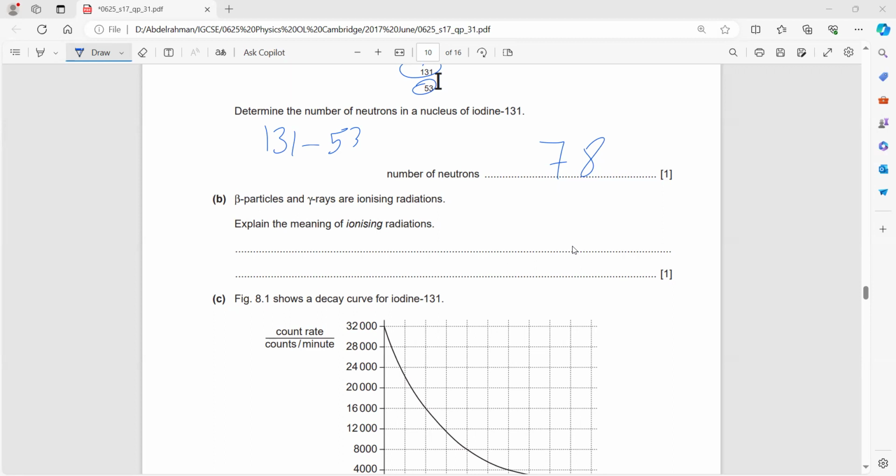Yes, it's the ability to remove electrons. That's why the alpha is the strongest or the most ionizing one. Why? Because it has a charge of +2. It can remove electrons from neighboring atoms.